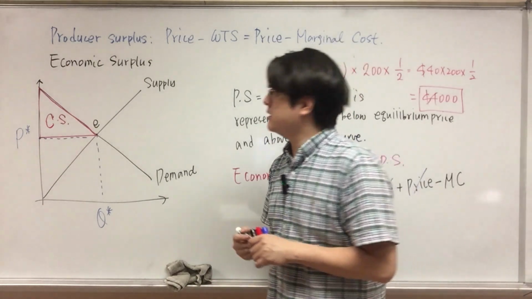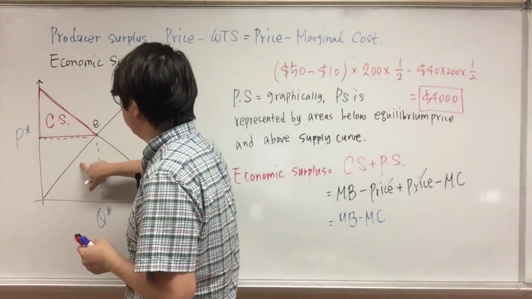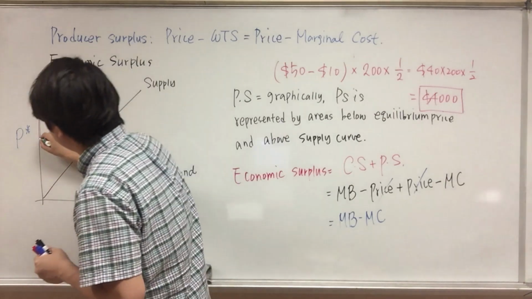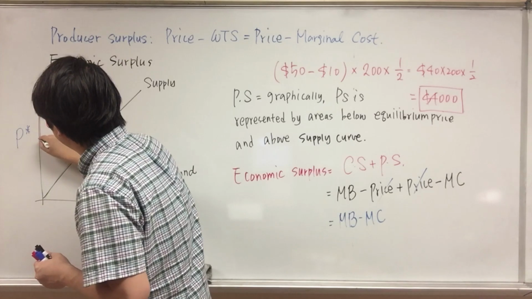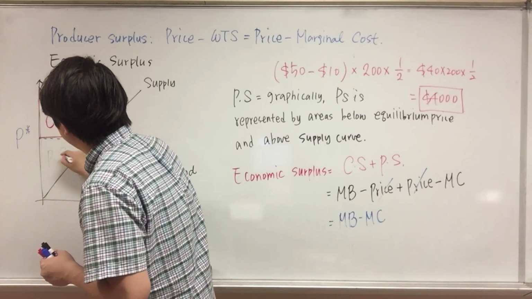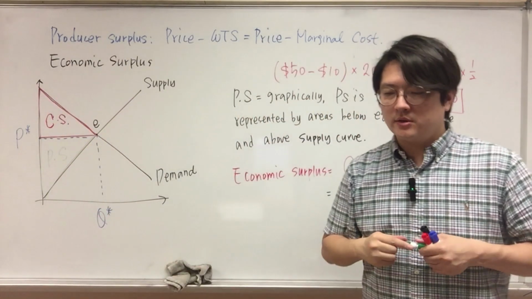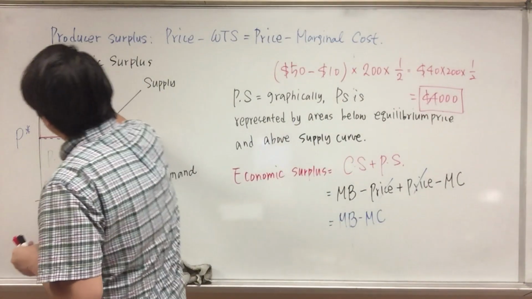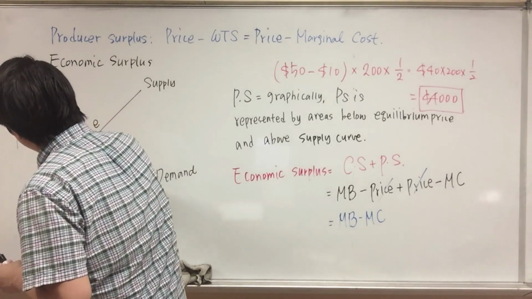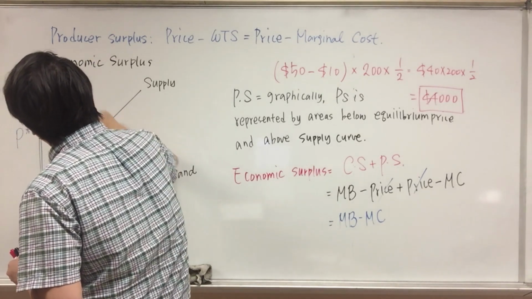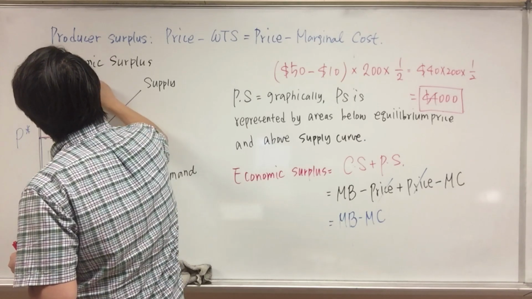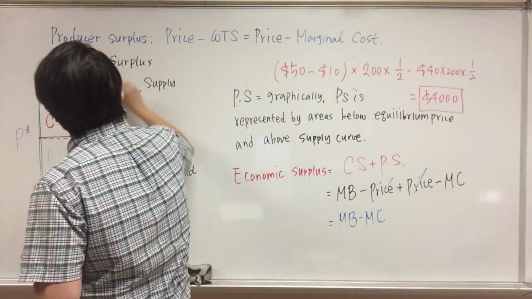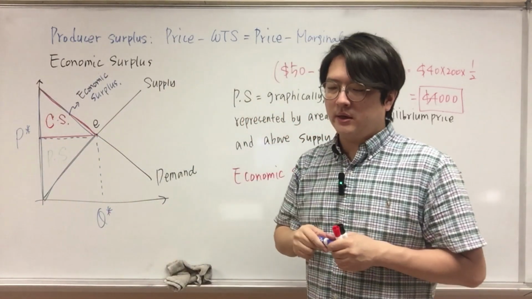Where is the producer surplus? Producer surplus is above the supply curve and at the same time below the market price. Here, the green one is the producer surplus, correct? So this big triangle would become the economic surplus. Big surplus, okay? Correct?